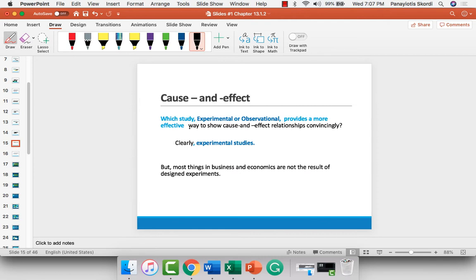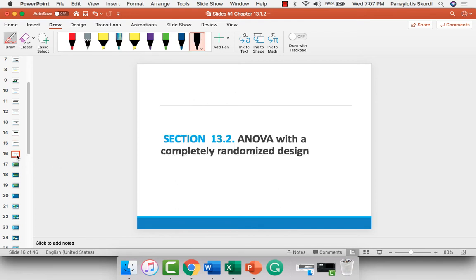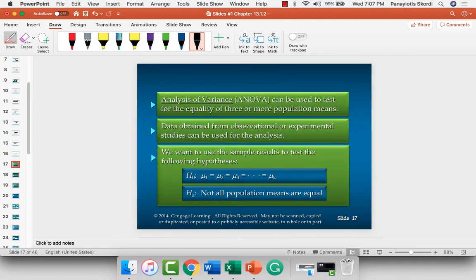Here it's asking which provides a more effective way to show cause and effect. Well, the experimental study, because I get to choose what I experiment on rather than just sitting back and observing. So let's see what it says here. This is just general information again that we've covered, but I'm covering it formally here in your PowerPoints.